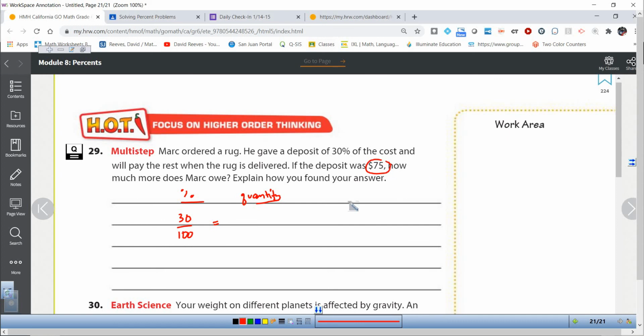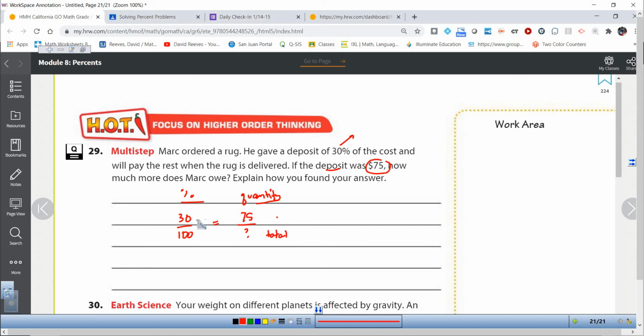Now the question is, again, we want part over whole, right? Well, that 30% deposit, that's the part. 30 is the part, 100 is the whole. Deposit is a part. When you make a deposit, you're putting part of the money down, right? So that means that 75 is on the top, and the part we don't know is on the bottom. This would be the total, but we've got to be careful here.